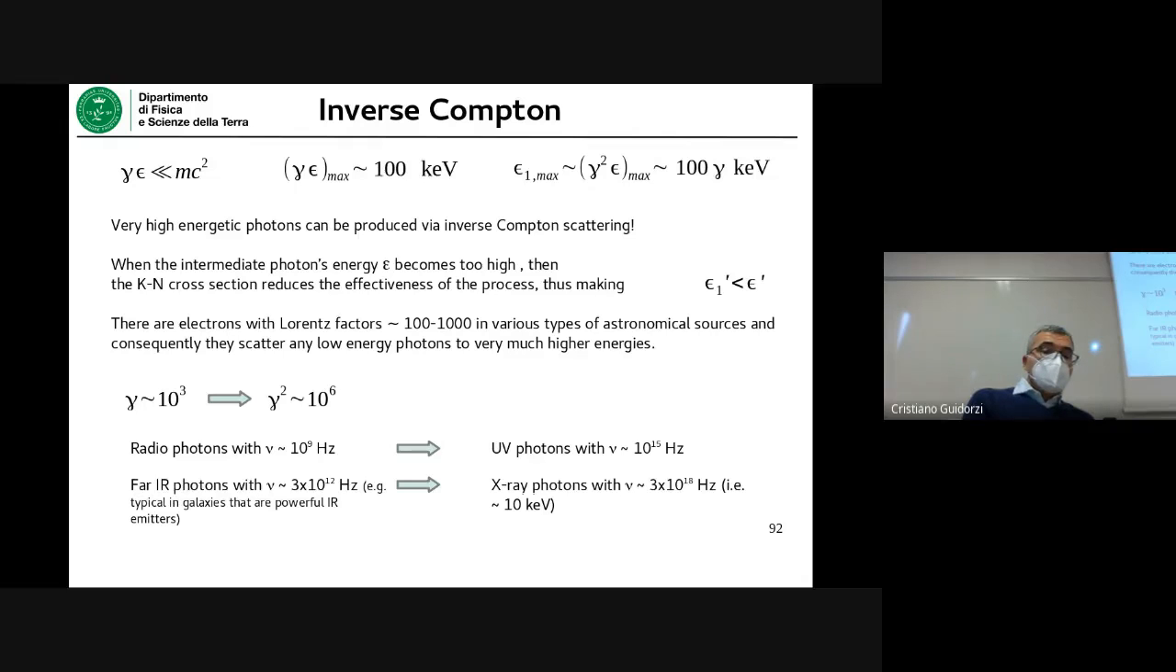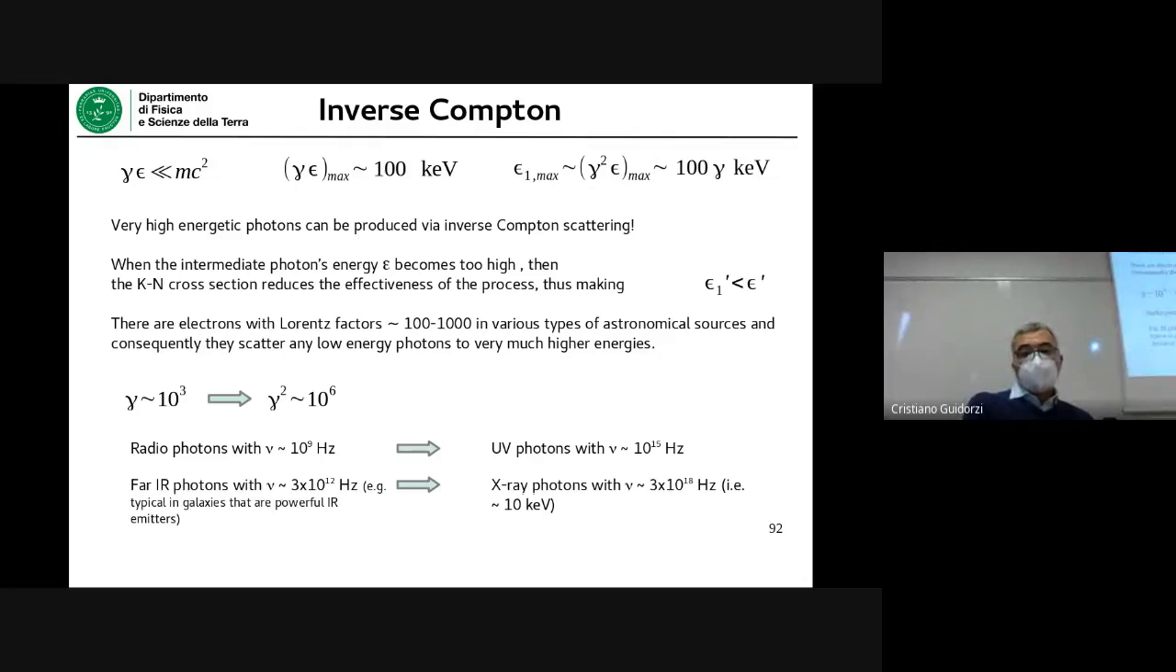Another example: if you start with far infrared photons, whose frequency is in the range 3 times 10 to 12 Hertz, typically emitted in some kind of galaxies characterized by a powerful infrared emission, you see that when these photons cross regions filled up with ultra-relativistic electrons like these ones, some of these photons are upscattered and become X-rays. So 10 to 18.